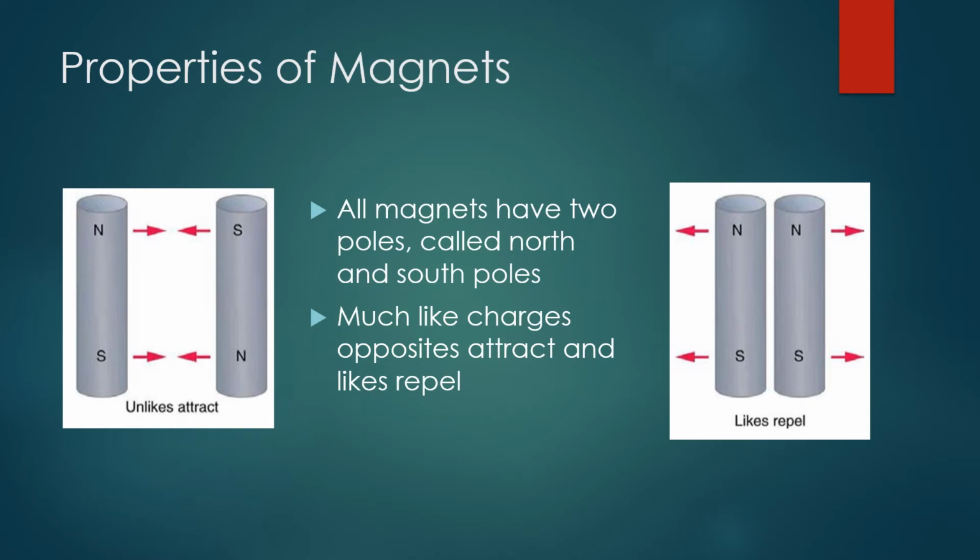Some properties of magnets. So they have attractive and repulsive forces as well, much like electricity, electrons, the positive and negative forces. But they're called something different. Instead of positive and negative, we have north and south poles. So we still have opposites attracting. So north is attracted to south and south is attracted to north. And likes are still repelling. So if we have a north and a north end, they would push away from each other, and same with south and south.